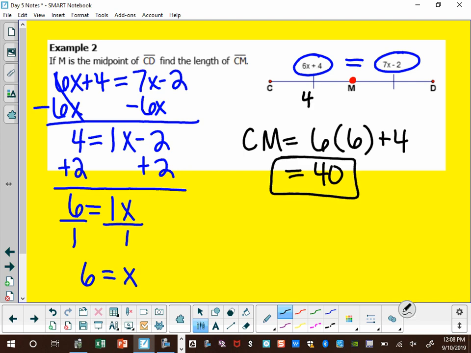Now let's test our midpoint skills. Since I know that Cm is 40, what's MD going to be? 40. 40, good. More than 9. All right, you guys good on that? Yes.